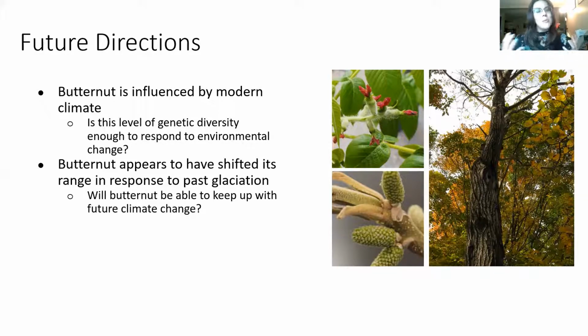And what we don't know is if the levels of genetic diversity it exhibits right now are enough to respond to climate change. Also, butternut does appear to have been able to shift its range in response to past glaciers, but is this fast enough for it to respond to future environmental climate change?